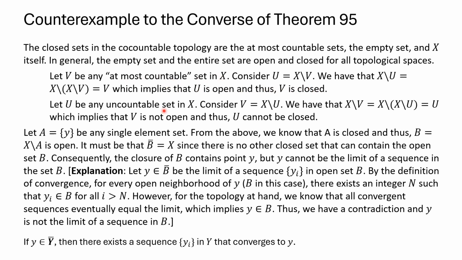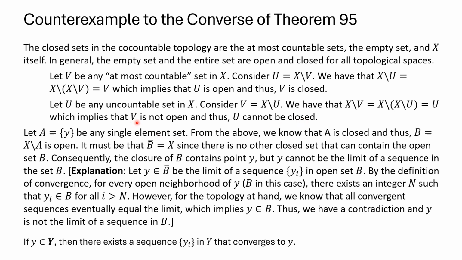Now, we need to show that any uncountable set in X is not closed. So let U be any uncountable set in X. Let V equal the complement of U. Then we take the complement of V, which is the complement of U, and that gives us U, which implies V is not open. For V to be open, its complement would need to be at most countable. We see its complement is uncountable. Its complement is U. And that implies that U cannot be closed, because if U is closed, then its complement V would be open.